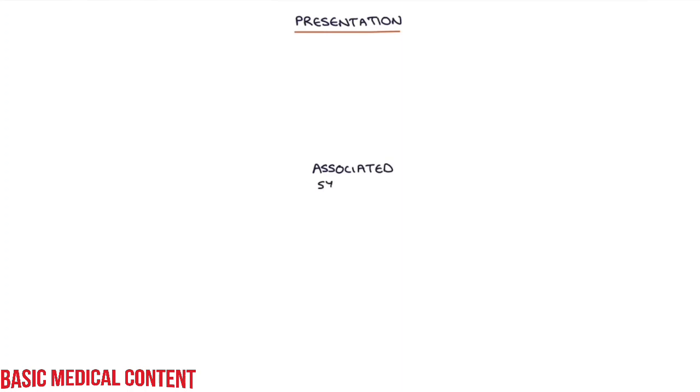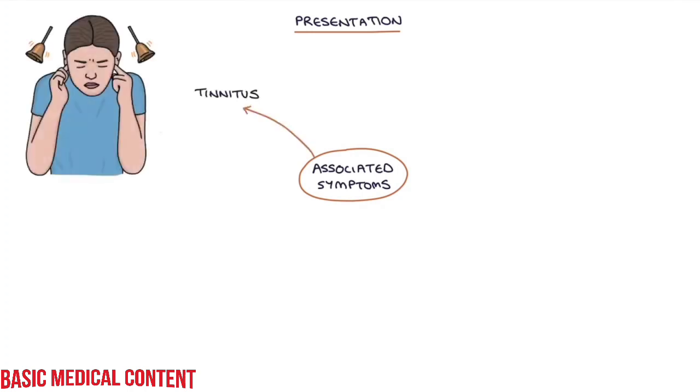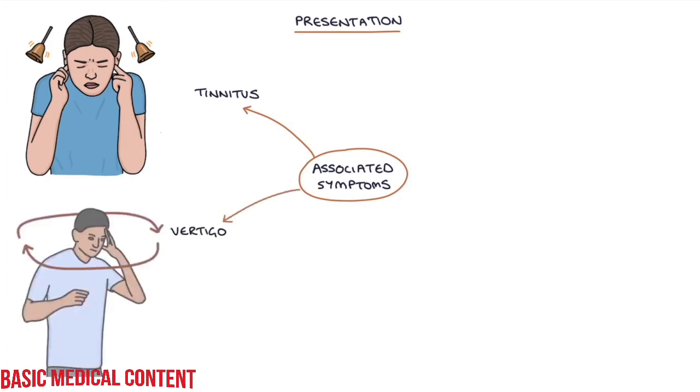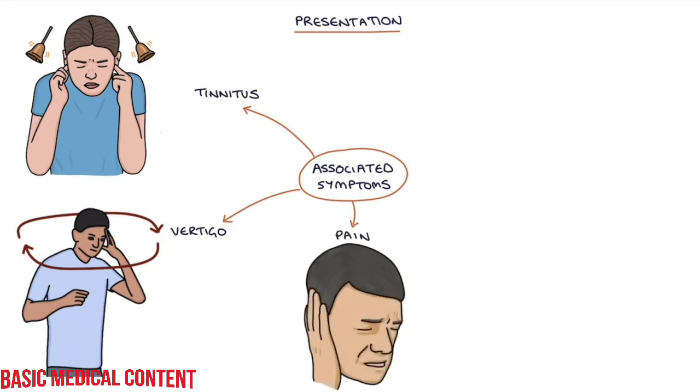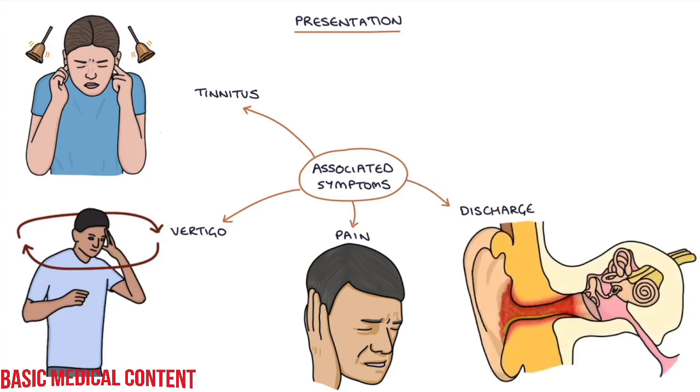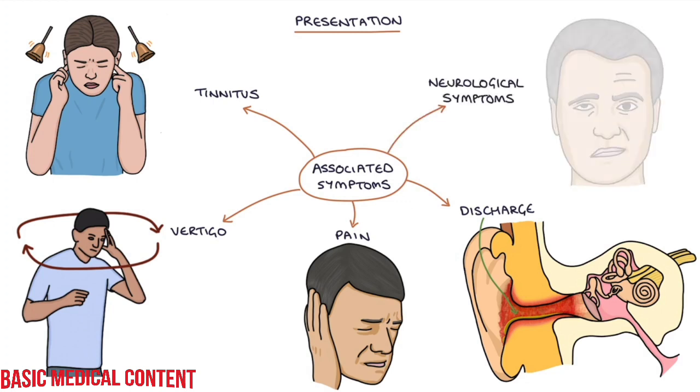There may be associated symptoms alongside the hearing loss, which can give clues about the potential cause. And these symptoms may include tinnitus, which is a ringing sound in the ears, vertigo, which is a sensation that the room is spinning, pain, which may indicate infection, discharge, which may indicate an outer or middle ear infection, and potentially neurological symptoms.